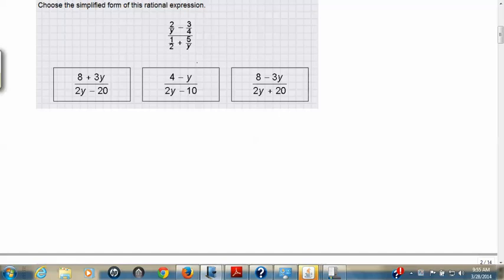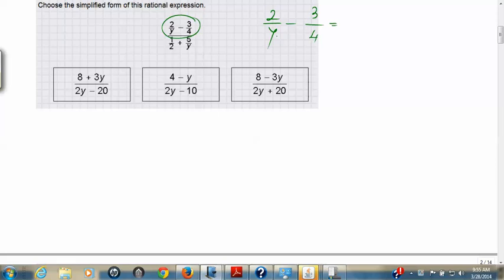One more problem, rational expressions. What could we do in here? How can we simplify that? Remember, as usual, you take your numerator and you simplify it first, right? 2 over y minus 3 over 4.